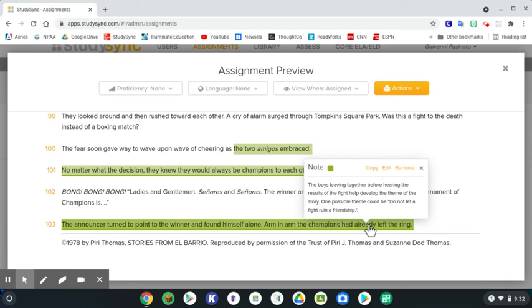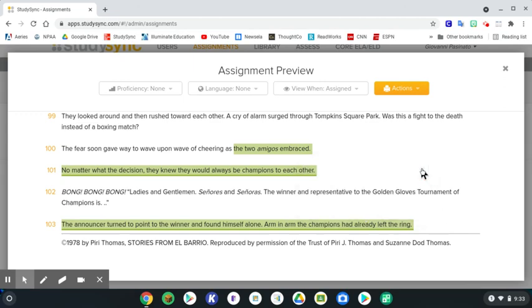One possible theme could be don't let a fight ruin a friendship. Is this the only theme? No. Of course, there could be more. It's all about how you interpret the subject matters working together. With that, guys, that's the little extra credit. I'm going to close that down.